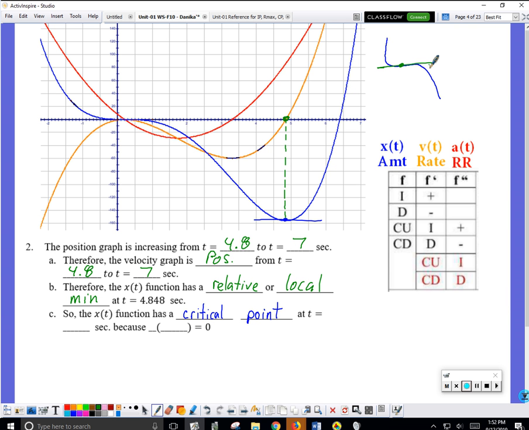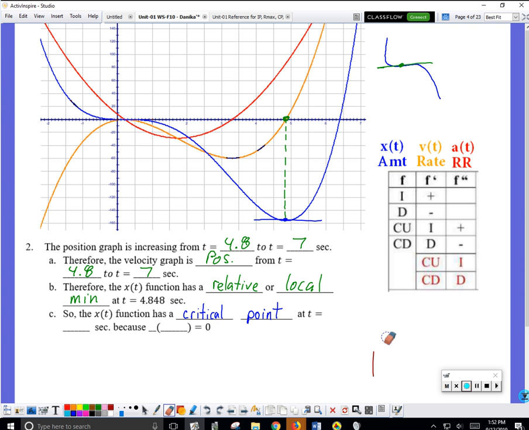Undefined would be something like this. If the function goes vertical for a point, then the slope right there where the function goes vertical, that's an undefined slope. That would be a critical point on this green function. There'll be some other ways we'll show later, but enough for now. So, for Danny.